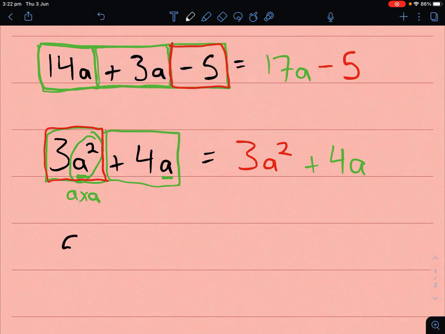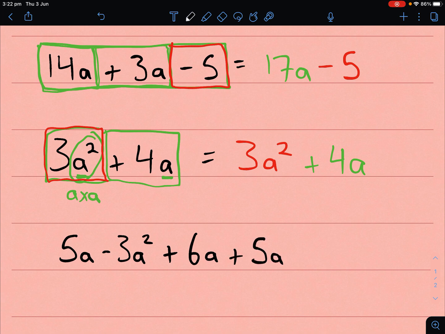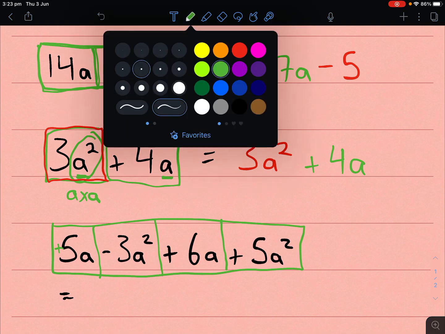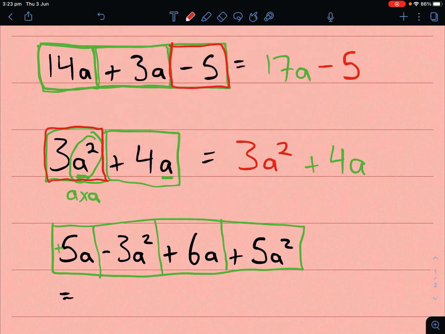So let's do one more problem together. Let's do 5A minus 3A squared plus 6A plus 5A squared. So to solve this, let's go ahead and draw in our Lego blocks. So we'll draw that around the whole lot. Now just remember, the first one has that invisible sign quite often. So that's already got a sign, and so we're going to draw the line down there. And so we should always have a sign in front of our number. So we're going to draw our blocks in like that. Now we can just use a different colour to show the different types of blocks.